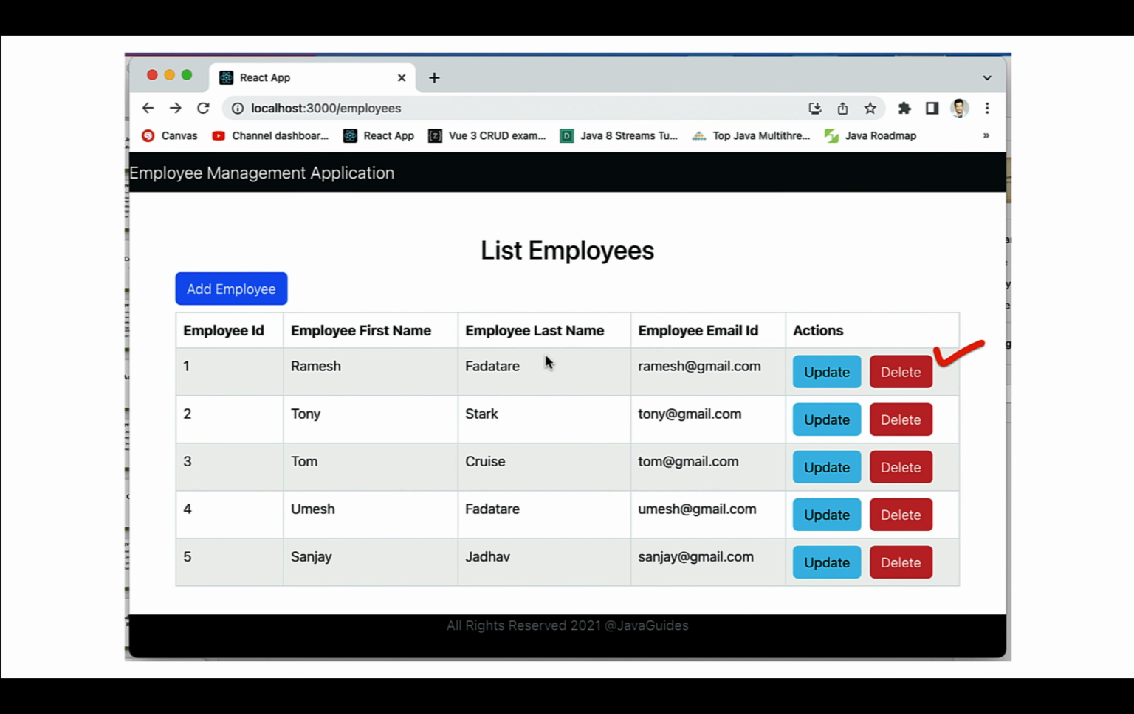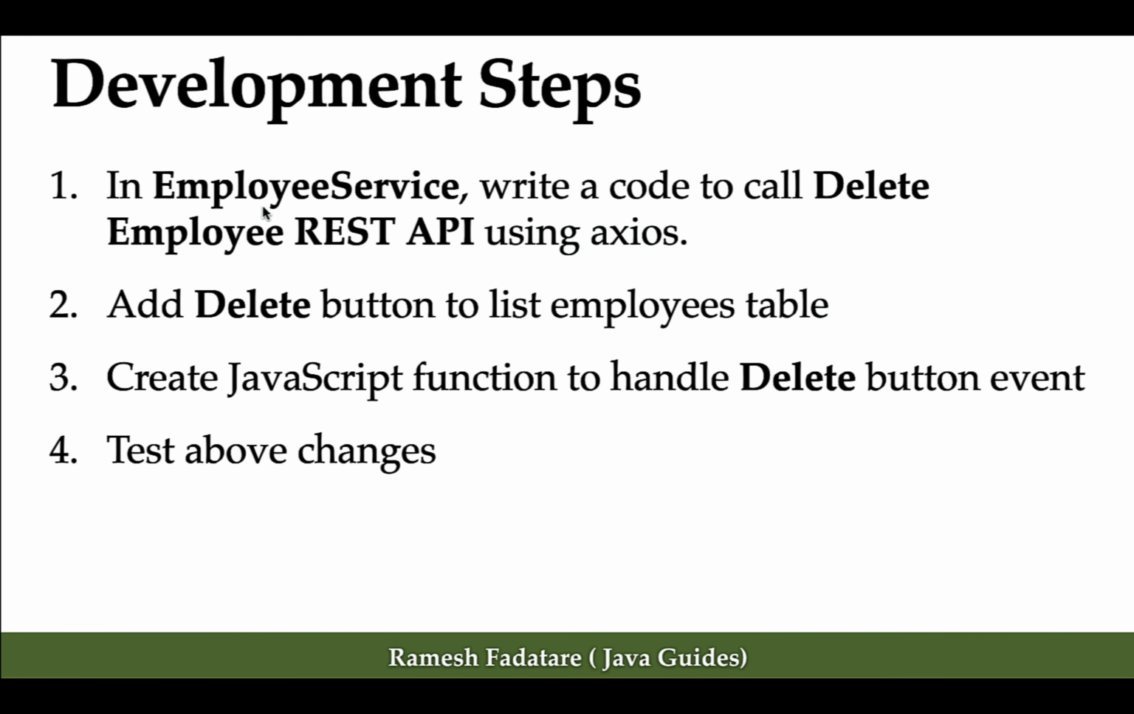Alright, great. So here let us take a look into development steps. In the employee service, we will add the REST client code to call delete employee REST API using Axios. Next, we will add a delete button to list employees table. Next, we will create a JavaScript function to handle delete button event. And finally, we are going to test all these changes. Okay, so let us go to employee service and then let us write the REST client code to call delete employee REST API using Axios.